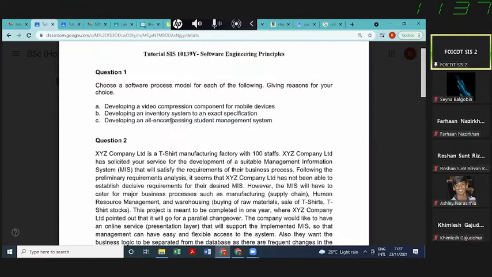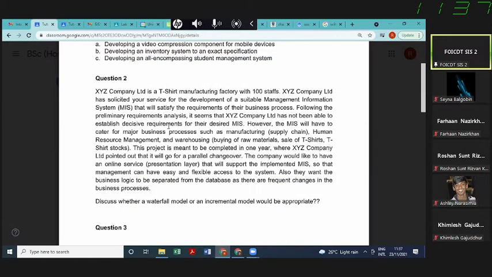If you don't have any question, then we move to Part 2. Take 1 minute to read Part 2.